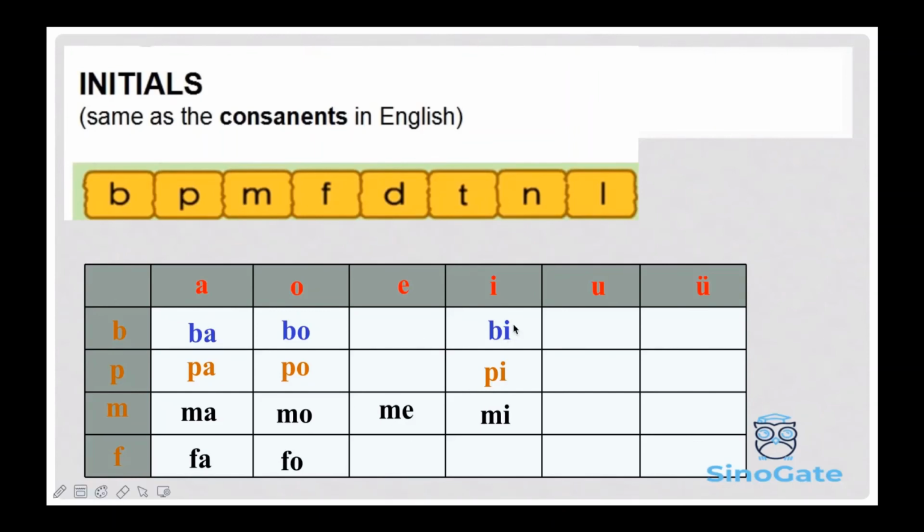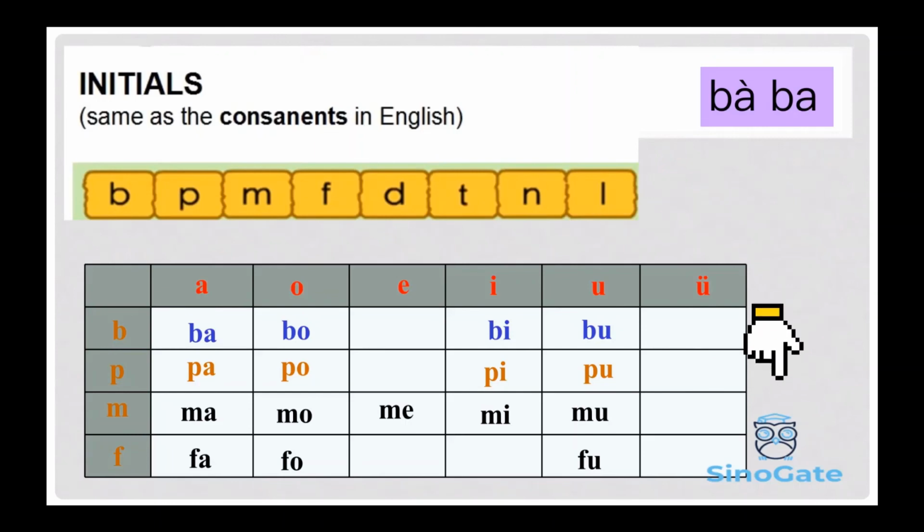Here, bu, pu, mu, fu. Adding the tone marks. First one, ba. First tone, ba. And second one, without tone, it's the neutral one, so it's much lighter and shorter. Baba.